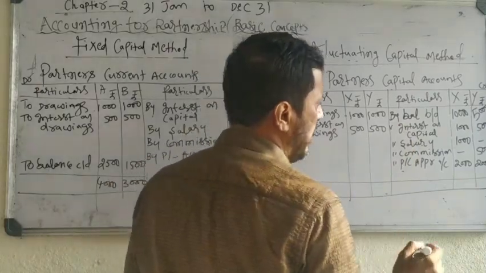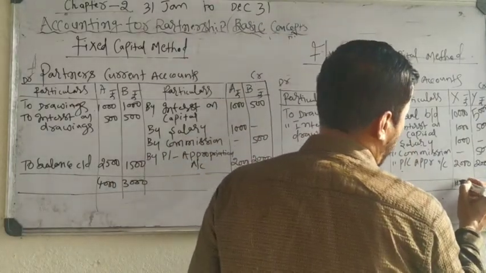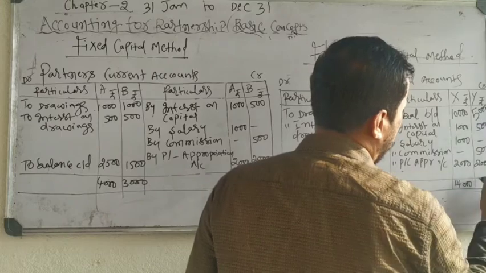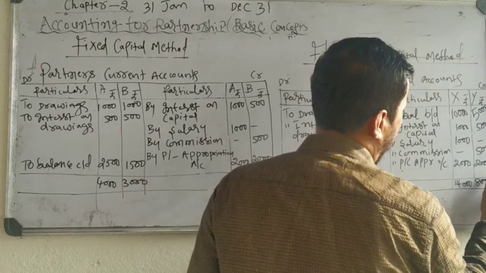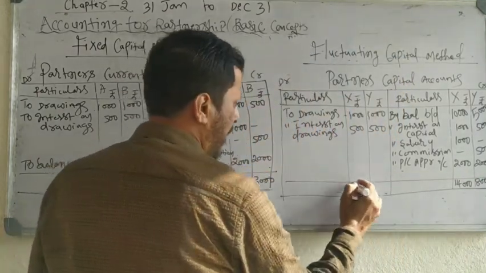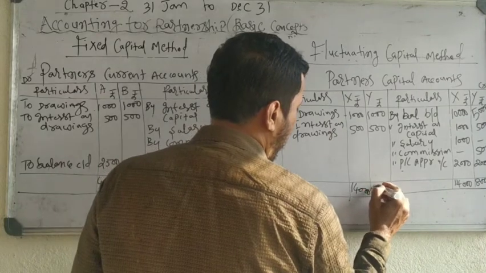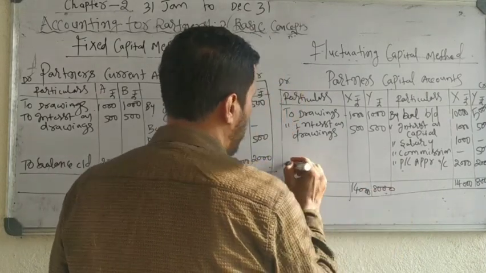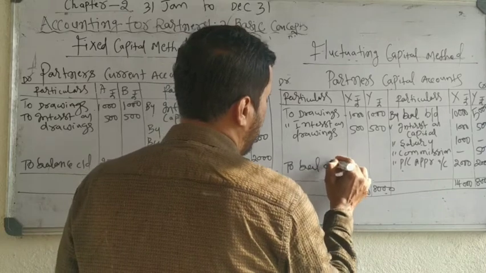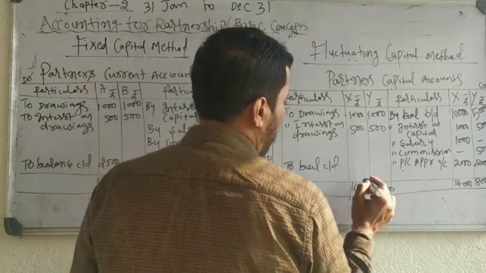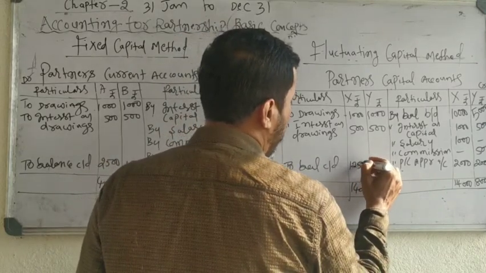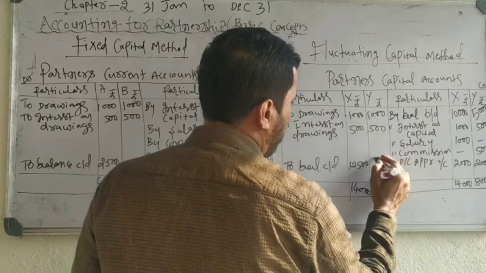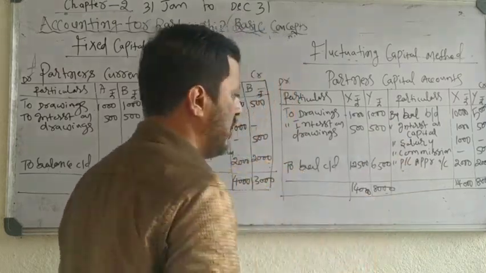Now we will make a balance. 14,000. 8,000. 14,000. 8,000. To balance carried down. 14,000 minus 12,500... 6,500. You got the answer.